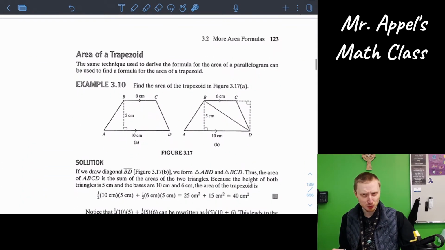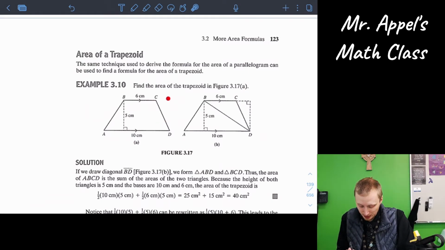Area of a trapezoid. The same technique used to derive the formula for the area of a parallelogram can be used to find a formula for the area of a trapezoid. So here's an example. Find the area of the trapezoid in figure 317A. So from this trapezoid given, how are we going to find the area of this?